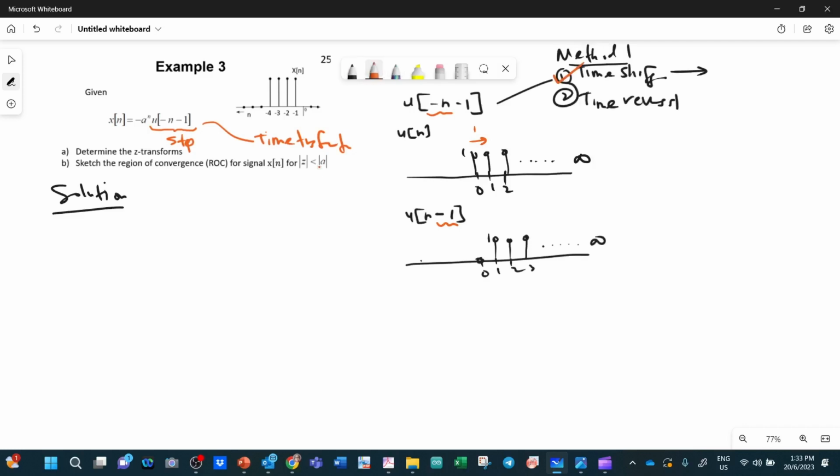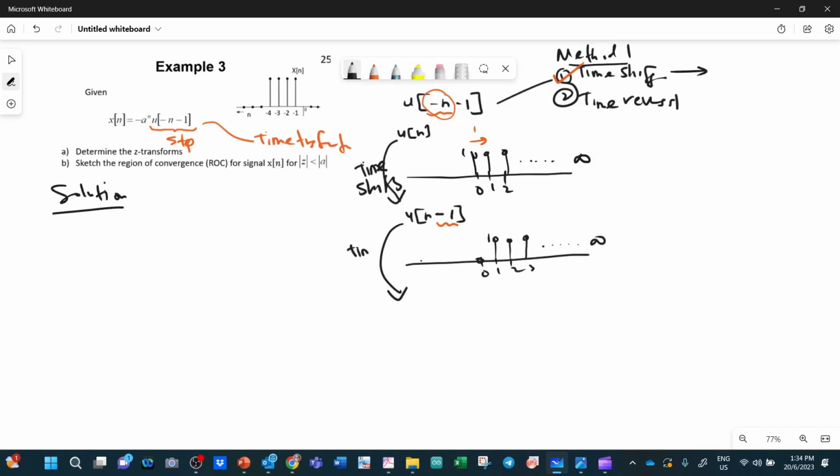Next is time reversal, since you have the time reversal over here. Time reversal is that you take this signal. The first method was time shifting, and from this you do the time reversal.